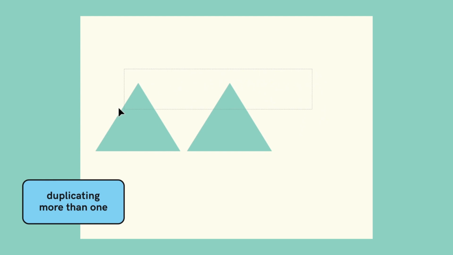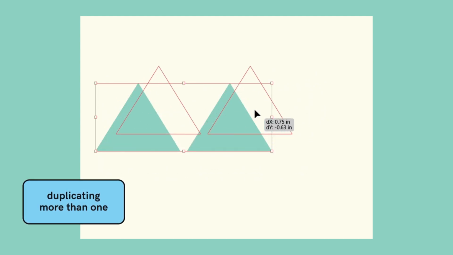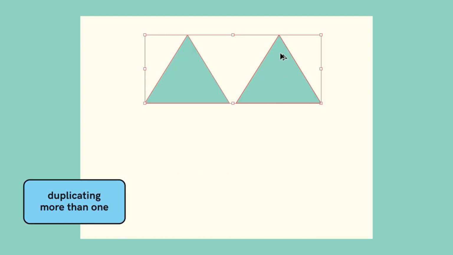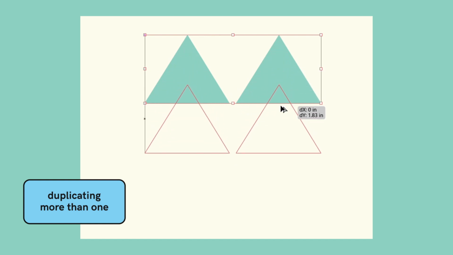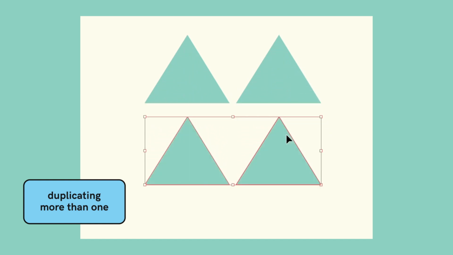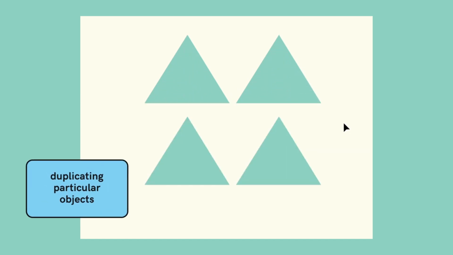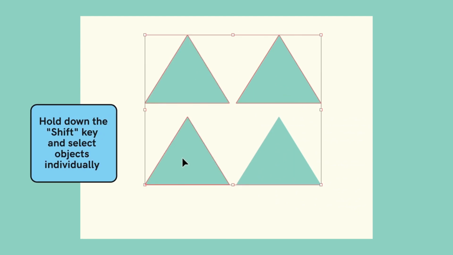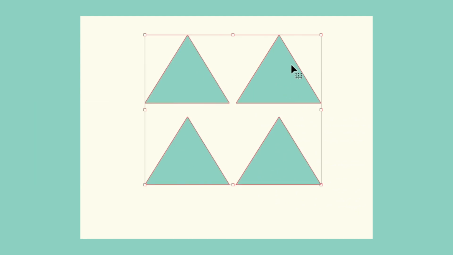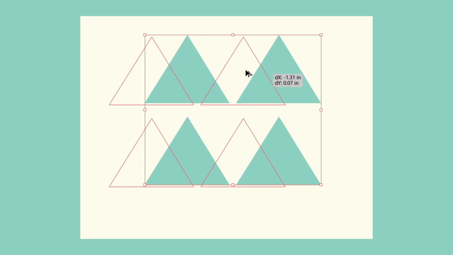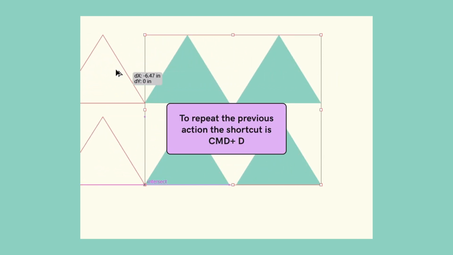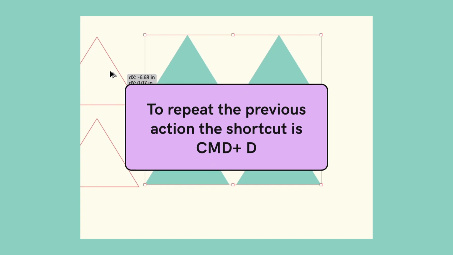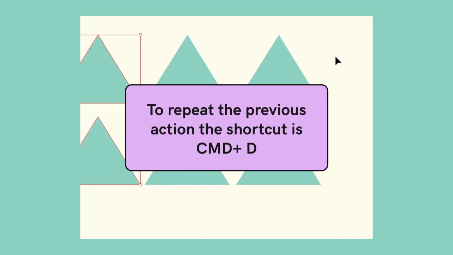If you want to select more than one, you must select both objects. Click and drag on both objects, hold the Alt-Option key, and do the same thing. In a scenario in which you have a lot of shapes and you want to duplicate particular objects, you must hold the Shift key and select the objects individually. Then to duplicate, you would follow the same process. To repeat a certain action, the shortcut for it is Command D.